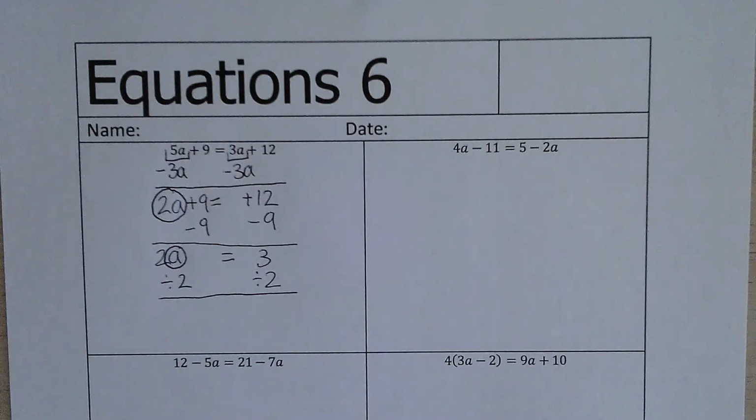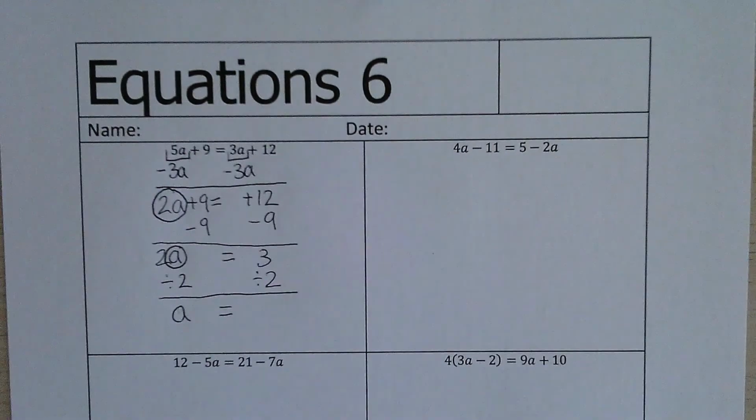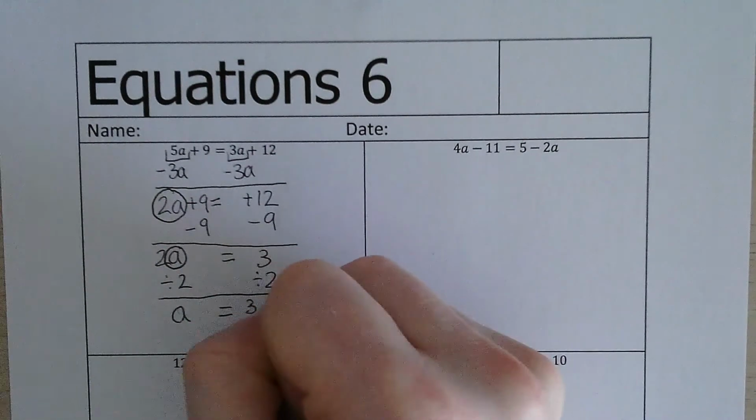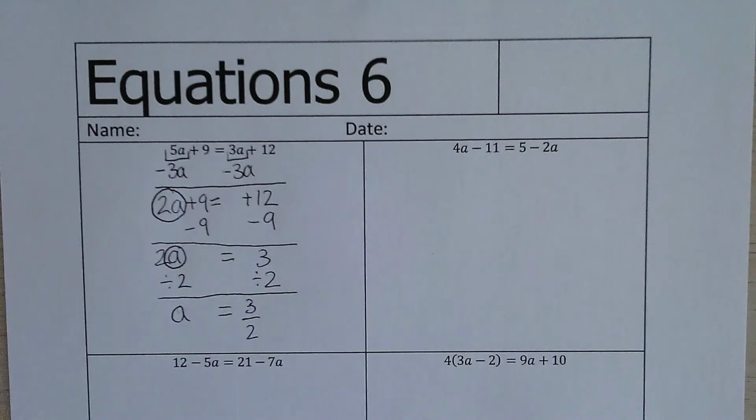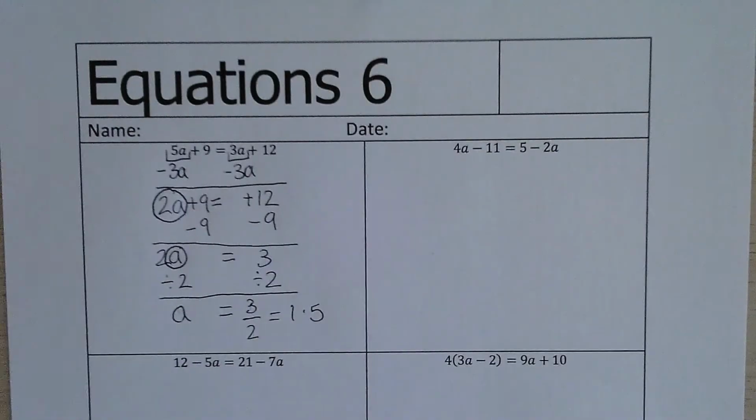2a divided by 2 is just a. The equal sign drops down. And 3 divided by 2, the good thing with algebra is you can leave that as just 3 over 2, but you may have worked it out as a decimal, and if you did, we would get 1.5 as the answer. On to the next question.